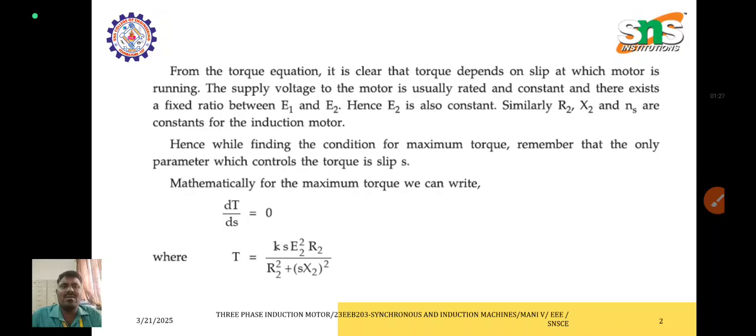Mathematically, for obtaining the maximum torque, we can differentiate the torque equation with respect to the slip, so dT by dS is equal to 0. We already derived the torque of the induction machine: T is equal to constant K into slip S into E2 square R2, divided by R2 square plus S into X2 whole square. Now we have to differentiate this torque equation with respect to slip.